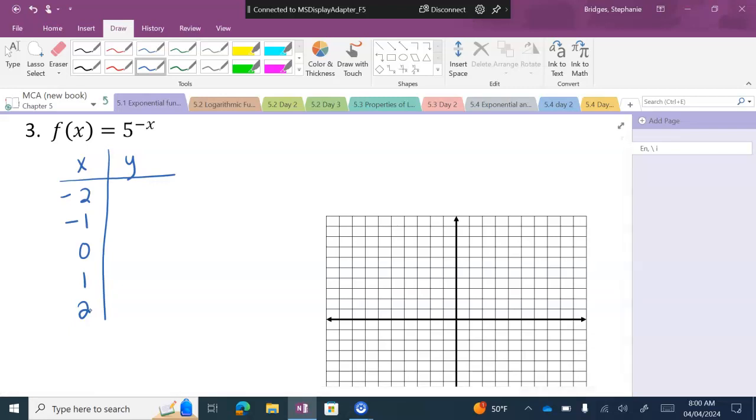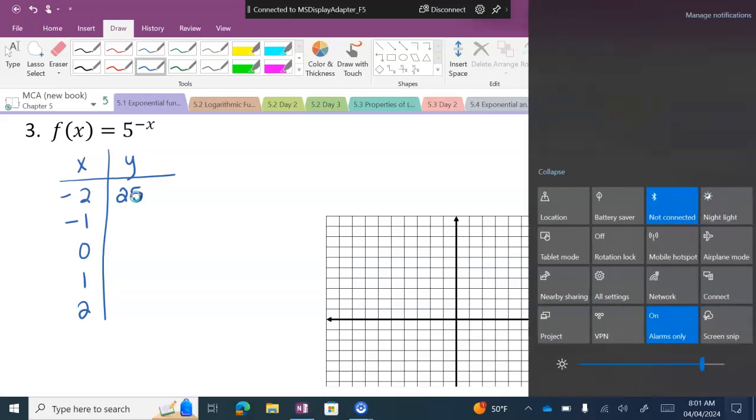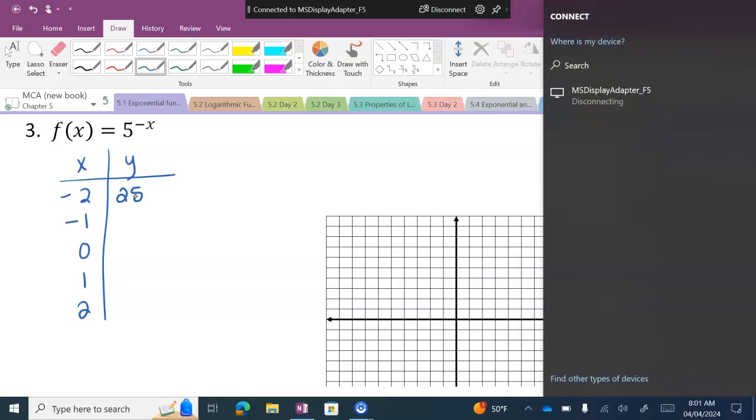No, it's 5 to the negative x, but if I plug in a negative, what do those negatives turn? They turn positive, don't they? So that would turn into 5 squared, which is 25. Again, not going to fit on my graph because it's too big, but we know about where it should be. What if I plug in negative 1? I think the negatives canceled out, didn't they?